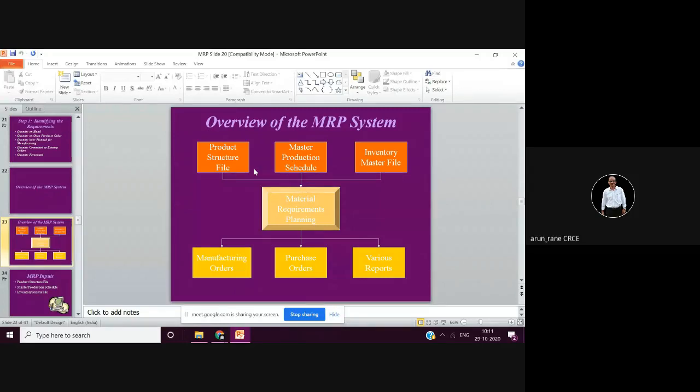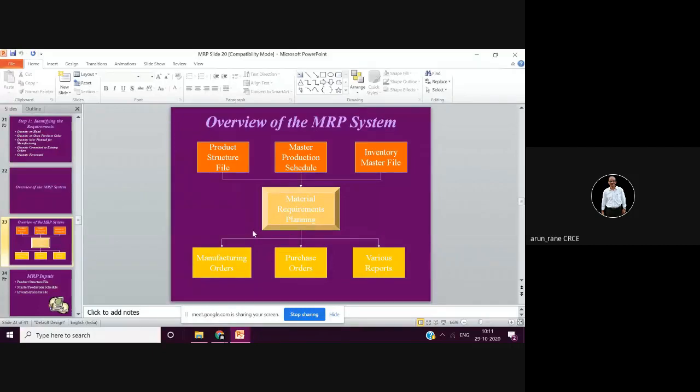Then you need to have a product structure file. The product structure file will have product codes, and the codes will contain all the details of the product. Then you need to have an inventory master file, that is, what inventory you have and where it is lying, that is, locations, etc. These are the inputs. Then what are the outputs of the MRP?